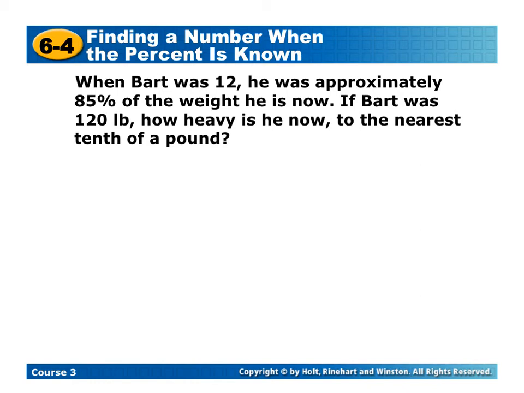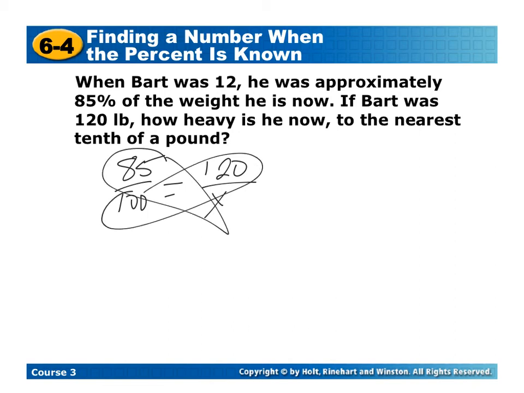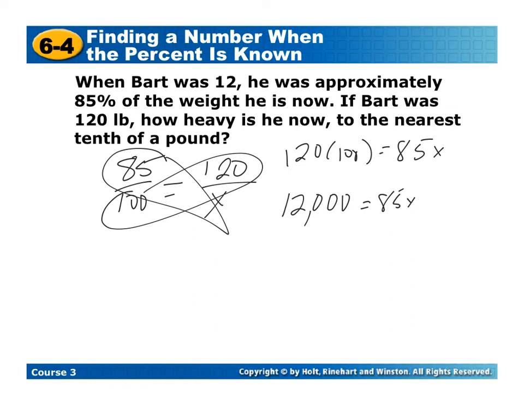When Bart was 12, he was approximately 85% of the weight he is now. If Bart was 120 pounds, how heavy is he now? So once again, we have 85 over 100. Because they're saying when he was 12, he was 120 pounds. That's going to be our part. Cross multiply. So we have 120 times 100 is equal to 85x. So we have 12,000 is equal to 85x. Divide by 85.